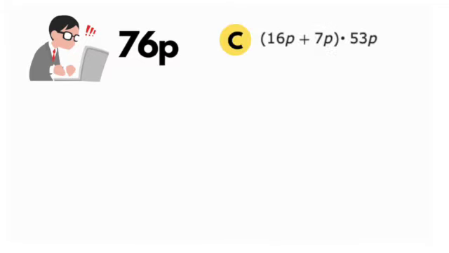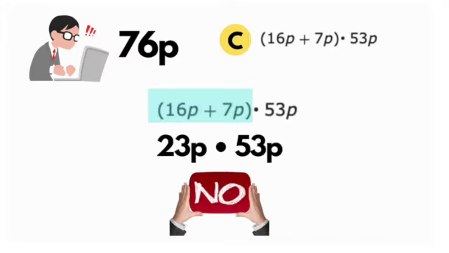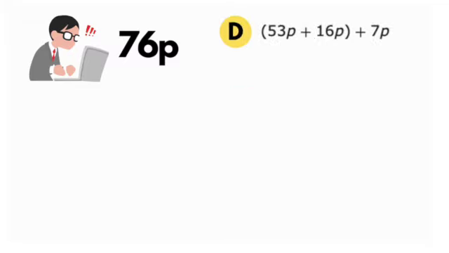That's not going to work either. C, we've got addition. So we've got 16p plus 7p. We're going to add those together first. We get 23p times 53p. Whenever we multiply these together, we're going to get some exponents, which won't match our 76p. Plus, those numbers are going to be huge. That won't work either.